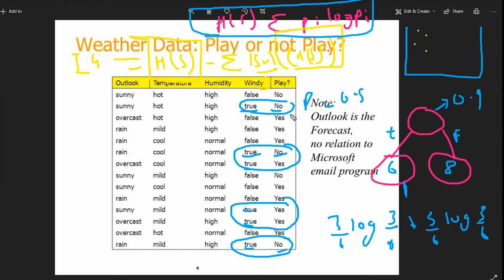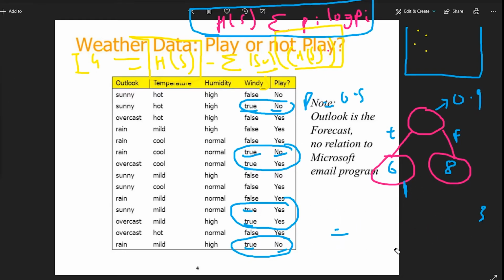And why are we using this formula? Because we are calculating our entropy here. This 3 is because we are getting the probability of the no, and this 3 here is because we are getting the probability of the yes, and if you calculate it, the answer will be 1.